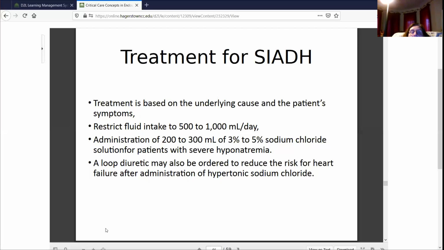Administration of 200 to 300 milliliters of 3% to 5% sodium chloride solution for patients with severe hyponatremia. A loop diuretic may also be ordered to reduce the risk for heart failure after administration of hypertonic sodium chloride.